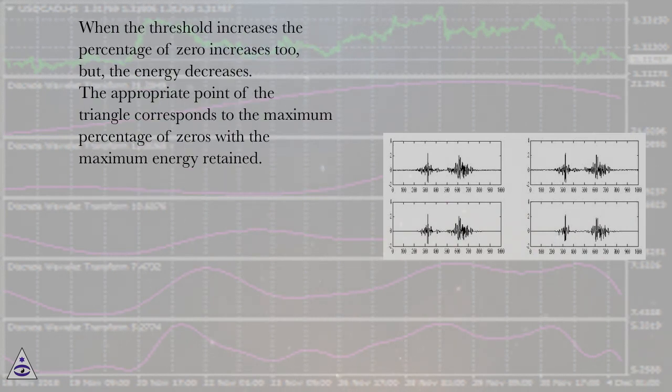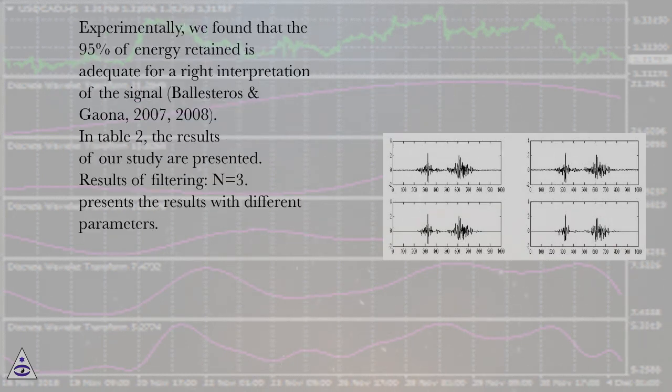When the threshold increases the percentage of zeros increases too, but the energy decreases. The appropriate point of the triangle corresponds to the maximum percentage of zeros with the maximum energy retained. Experimentally, we found that 95% of energy retained is adequate for a right interpretation of the signal, Ballesteros and Gauna, 2007, 2008. In Table 2, the results of our study are presented.